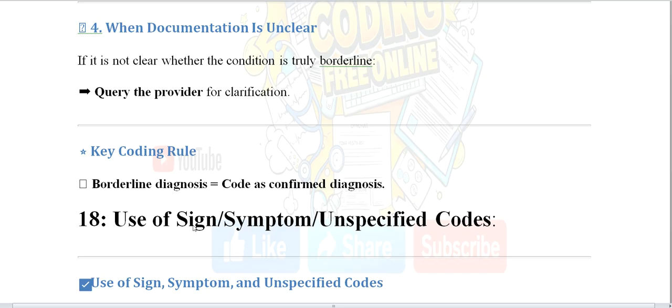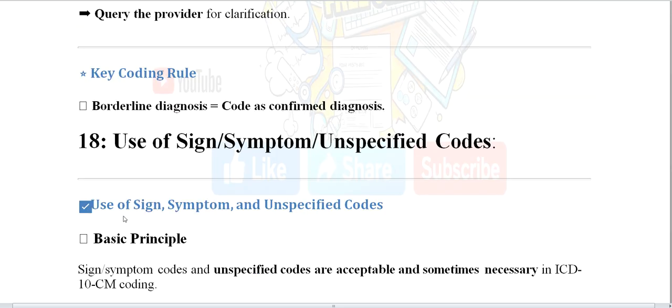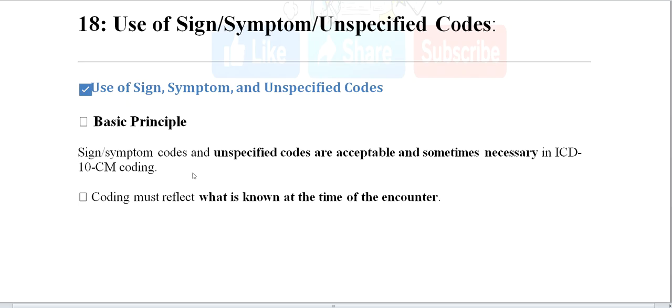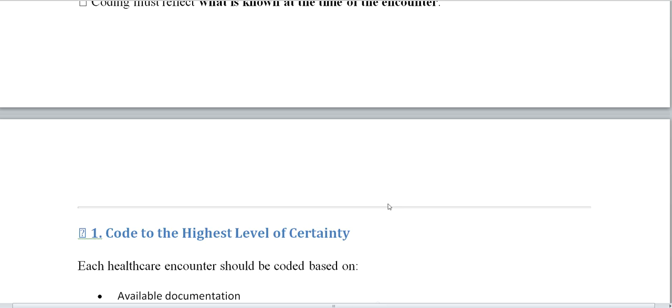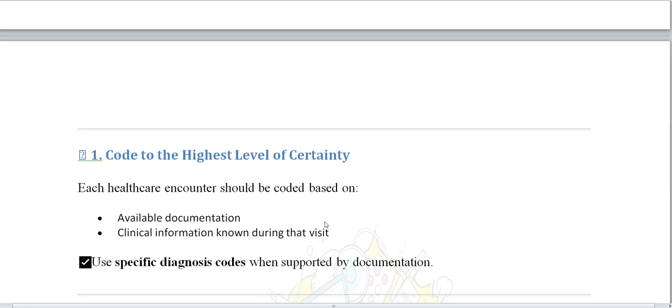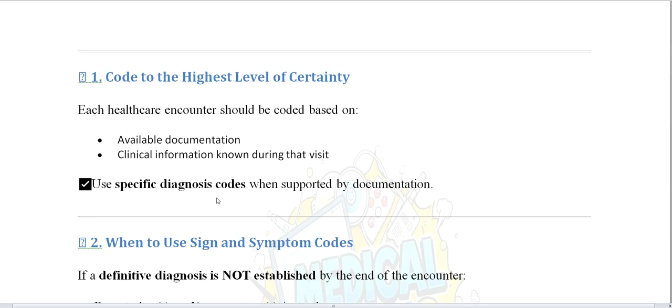Heading: use of signs and symptoms and unspecified codes. Basic principle: signs and symptom codes or unspecified codes are acceptable and sometimes necessary in ICD-10-CM. Coding must reflect what is known at the time of the encounter. So code to the highest level of certainty. Each healthcare encounter should be coded based on the available documentation and clinical information known during the visit. Use a specific diagnosis code when supported by the documentation.